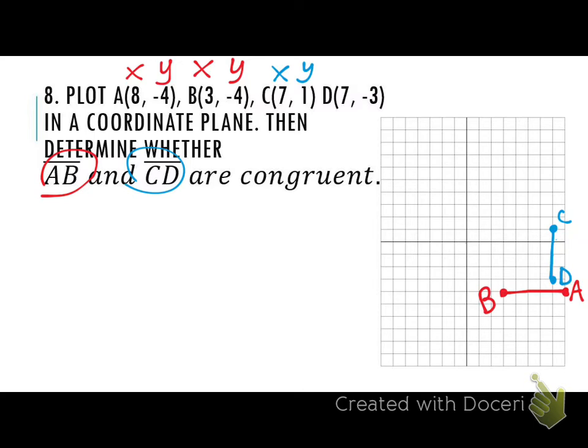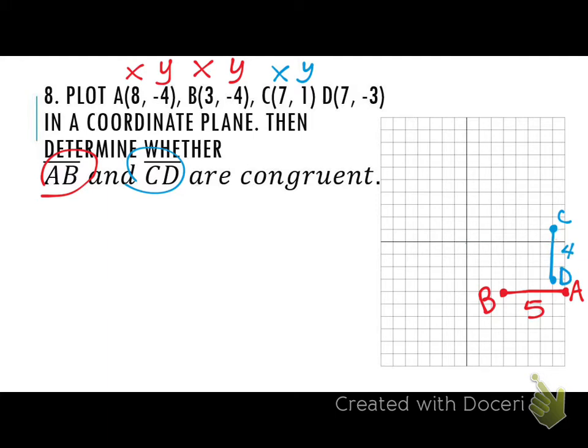All right, so we have to decide whether they're congruent. So how can I find the length of, let's start with AB. It's a horizontal line. So how do you find the length? You can count the boxes. So how many boxes are between B and A? 5. 3, 4, 5. Yep, 5. And then CD is vertical, so we can also count the boxes. 1, 2, 3, 4.